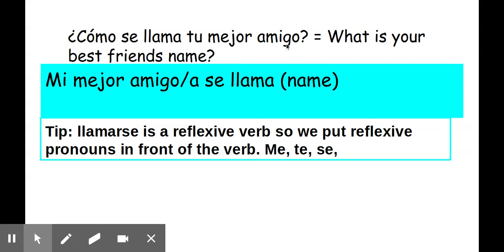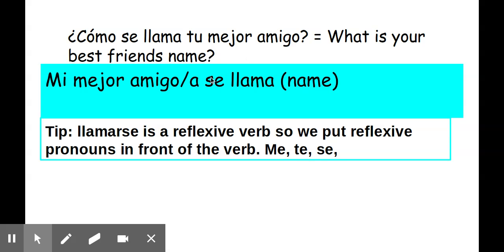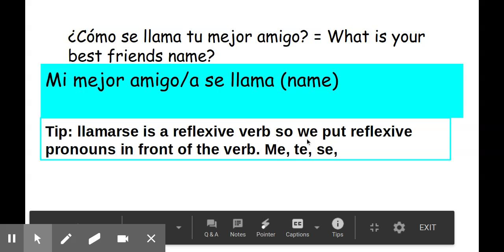¿Cómo se llama tu mejor amigo? What is your best friend's name? The tu becomes mi. Mi mejor amigo se llama Carlos. If it's a female, I have to say mi mejor amiga se llama Carlota. Again, llamarse is a reflexive verb, so we have to put the reflexive pronouns in front of it. In this case, it's not going to be me because I'm not saying I call myself. I'm saying my friend calls him or herself, which is se. So this is myself, yourself, him or herself for se.